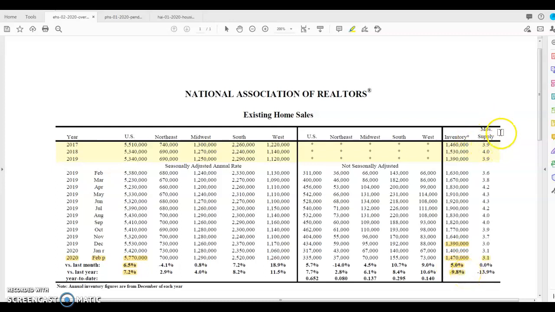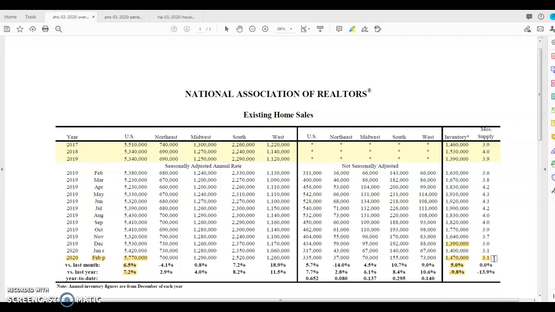If you look over here at the month supply, this tells us how many months it would take for the inventory to be purchased and taken off the market. So for example, in February 2020, we had a 3.1 month supply, which means it would take, based on current sales, 3.1 months for this inventory to be sold. A lower number indicates a tightening housing market. It suggests that there's not a lot of inventory relative to the sales that are occurring.